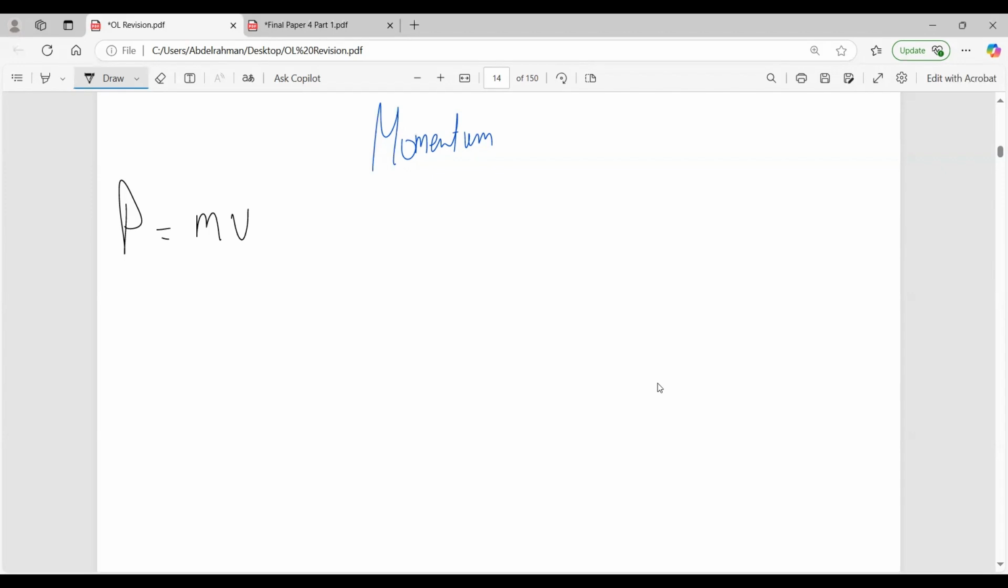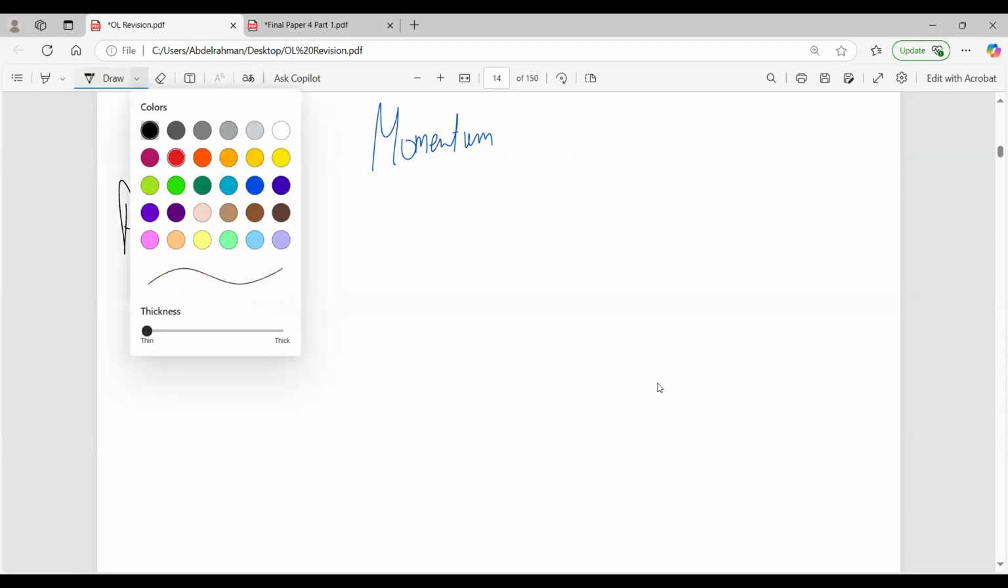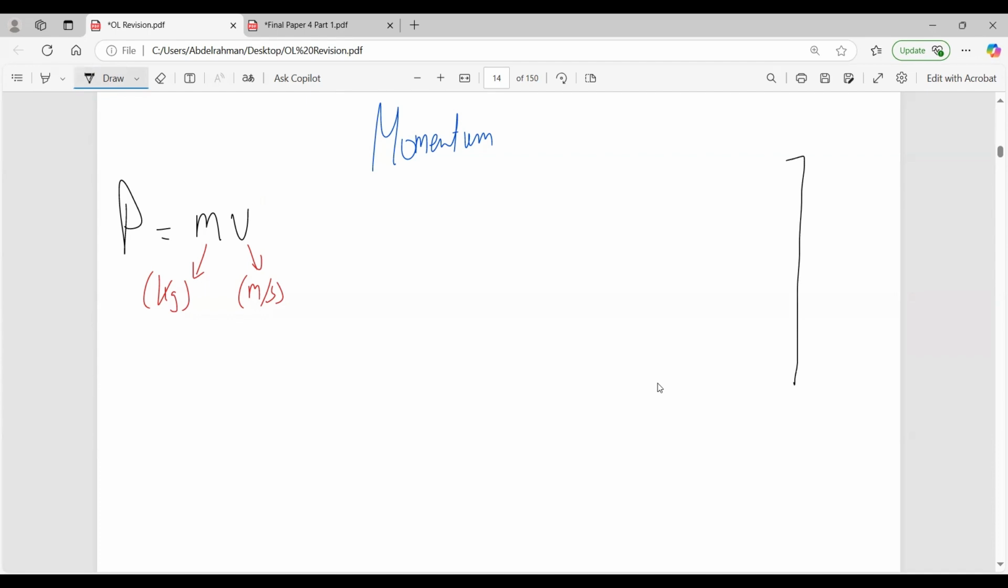How can you have a positive or a negative velocity? It has to do with the direction of the object. Be careful: the mass has to be in kilograms and the velocity in meters per second. It's a must, SI units. Now, if a ball hits a wall, and the ball is moving in this direction, let's say the mass is 2 kilograms.